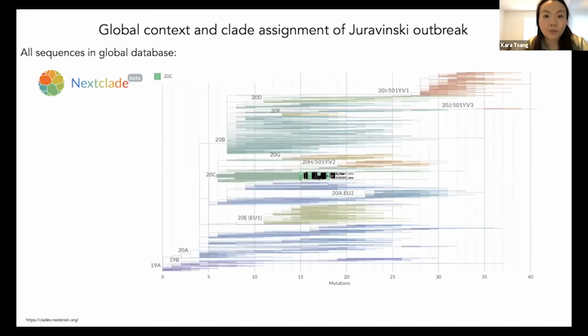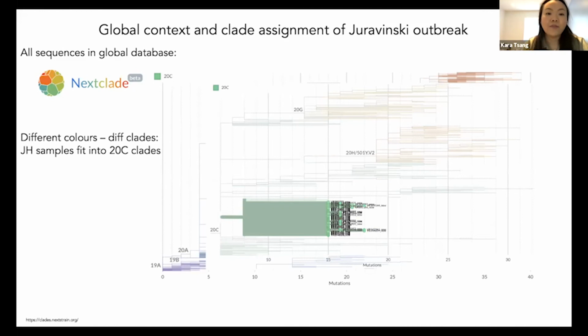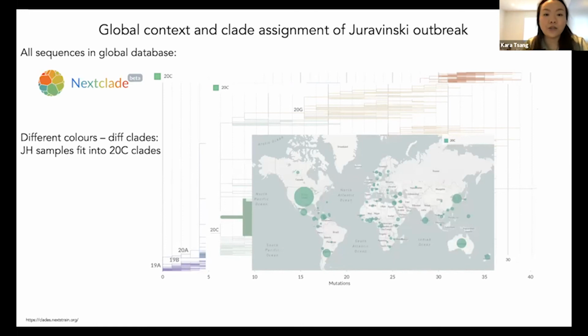Next slide, please. So each of these colors represent one of the 11 clades that are found around the world. And in the middle, we see our Juravinski samples grouped within 20C. And next slide. And so here we can see that it's a zoomed in version of the tree, and our samples are clustering very well within this 20C clade. Next slide, please. And then this is a global map distribution of the 20C clade around the world. The bigger the green bubble, the more sequences there are in that particular country. So you can see it's very widespread.